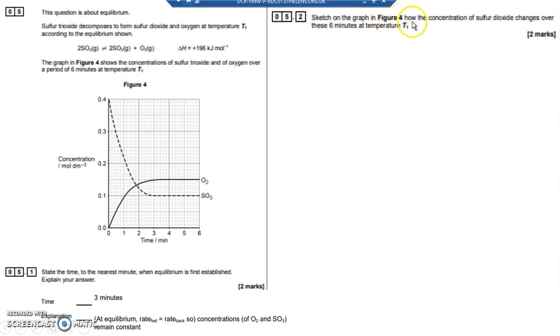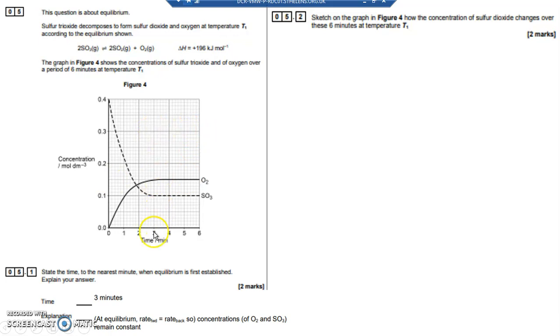Sketch on the graph in figure 4 how the concentration of sulfur dioxide changes over these 6 minutes. So sulfur dioxide is being made along with the oxygen, so it's going to start at 0 because there's none at the beginning. So it'll come through the origin at 0 and it'll increase. Now, every time 1 mole of oxygen is made, 2 moles of SO2 are made. So the height of this graph needs to go up to twice the amount of oxygen. So oxygen's on 1.5, so the SO2 will come up to 3.